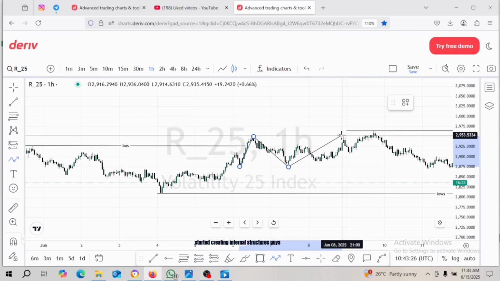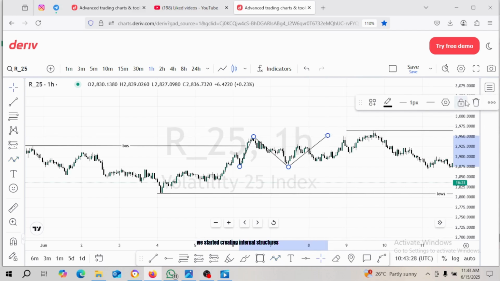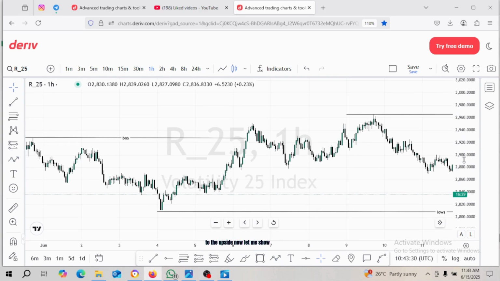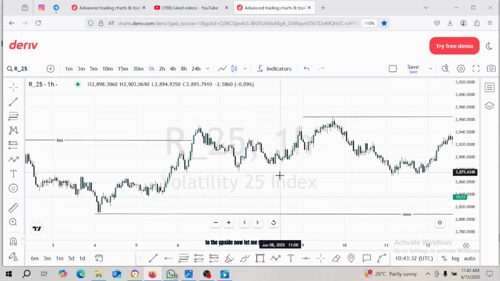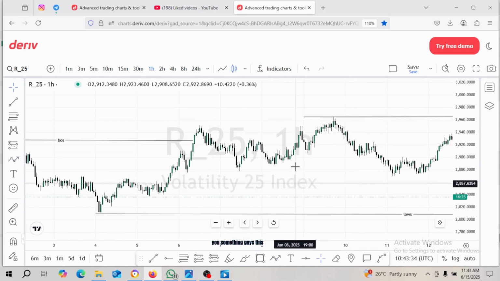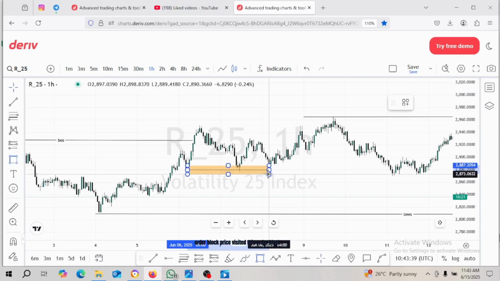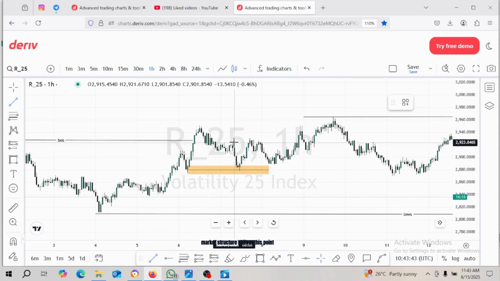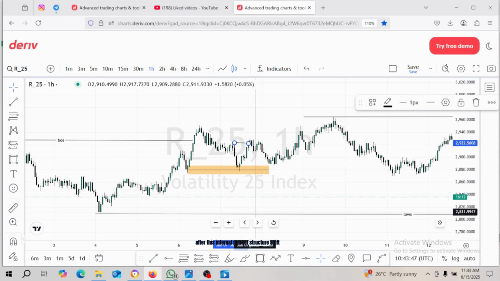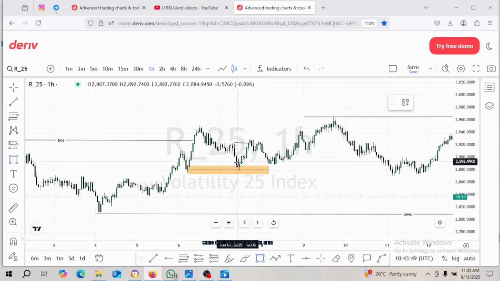We started creating internal structures to the upside, guys. Now let me show you something. This was the order block. Price visited this order block. We had an internal market structure shift at this point. After this internal market structure shift, price came down to mitigate this area.